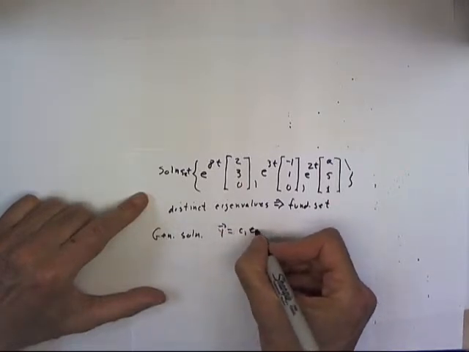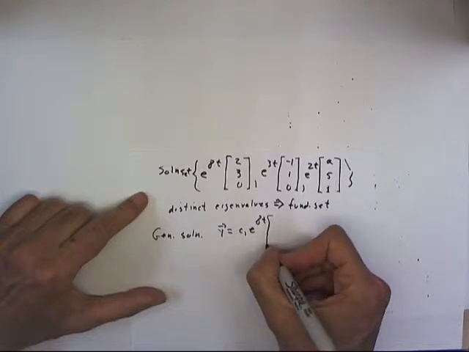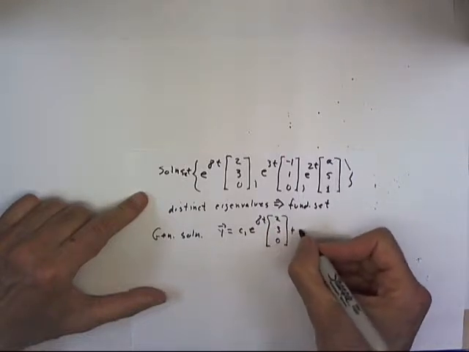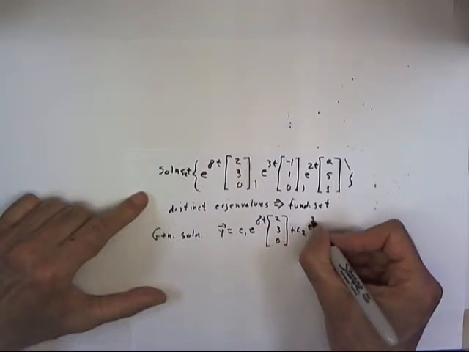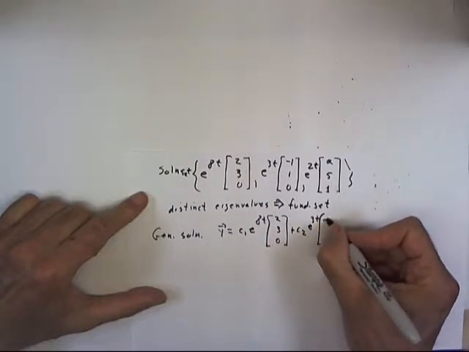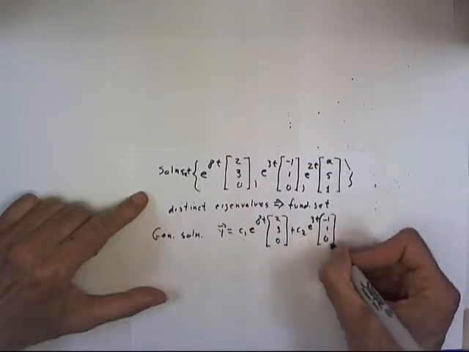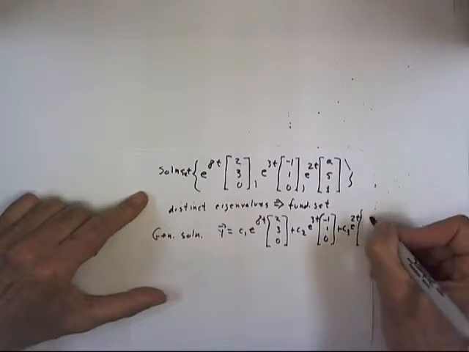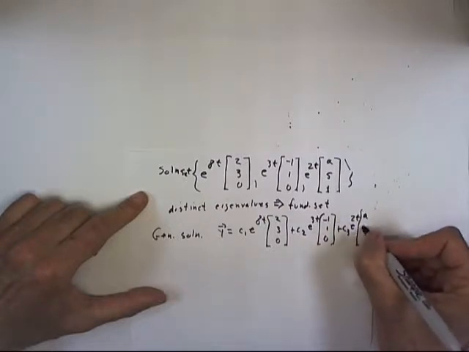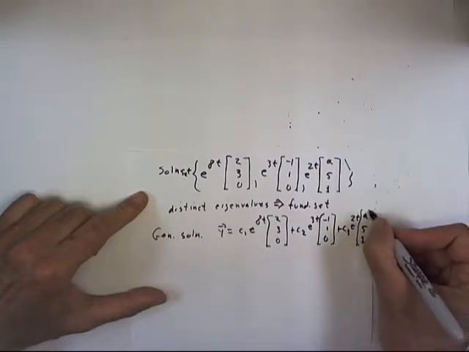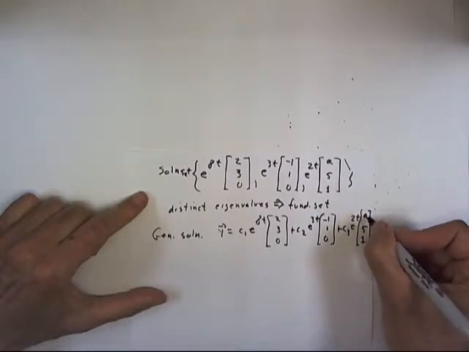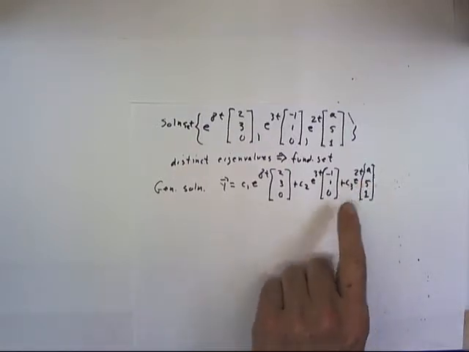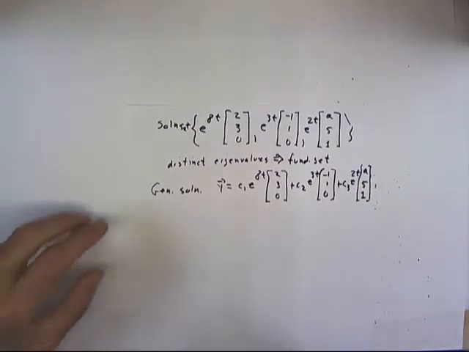y equals c1 e to the 8t times (2, 3, 0) plus c2 e to the 3t times (negative 1, 1, 0) plus c3 e to the 2t times (A, 5, 1). Again, A being any number we might want to use here. We could use 0, we could use 1, we could use 738. It would still give us a general solution.